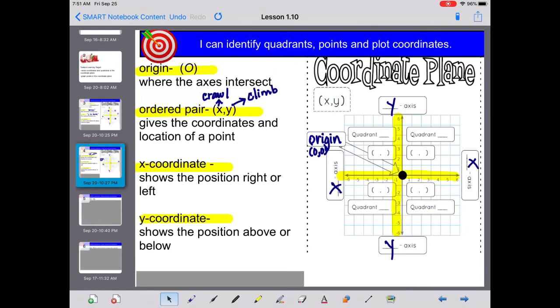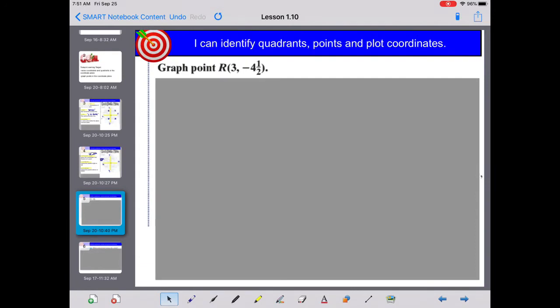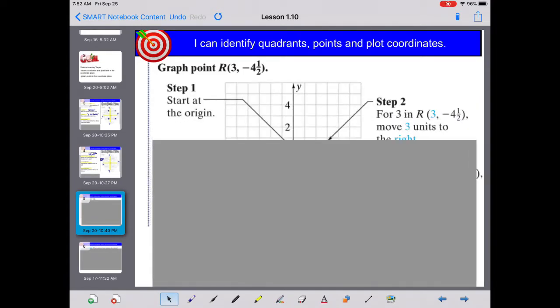Pause the video if you need more time to get those written down. Now we're ready to start graphing. We're going to graph the point 3 and negative 4 1/2. This one is not in your notes. Watch how we do this one.